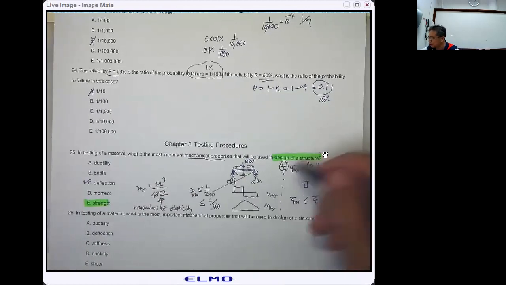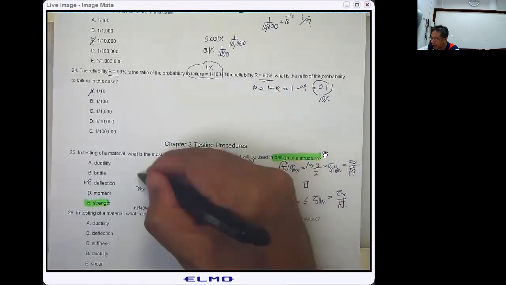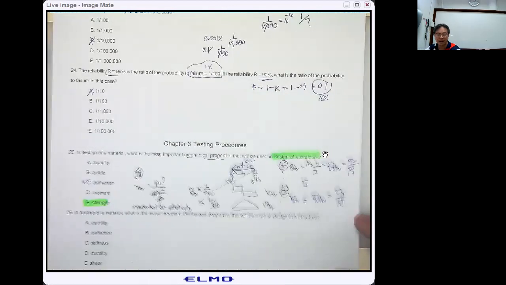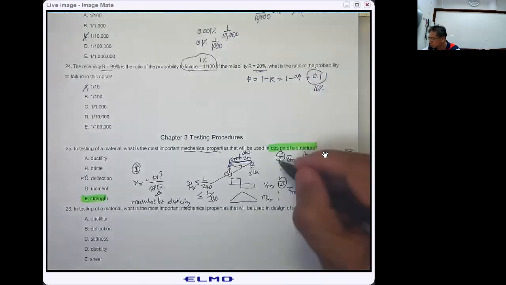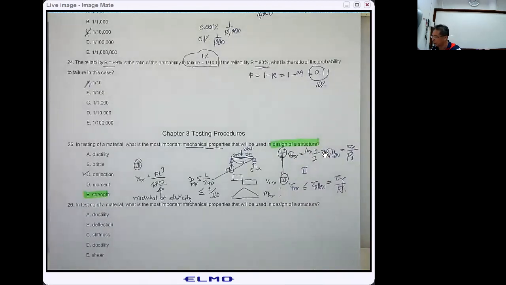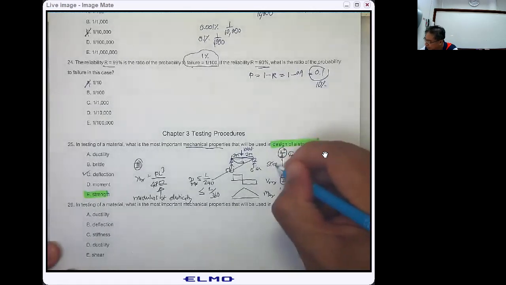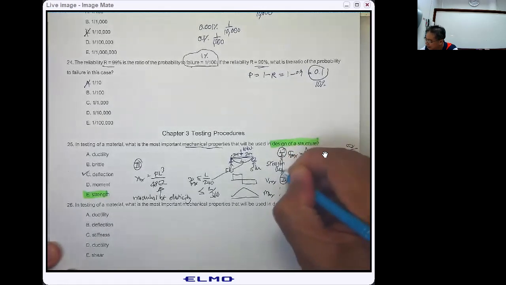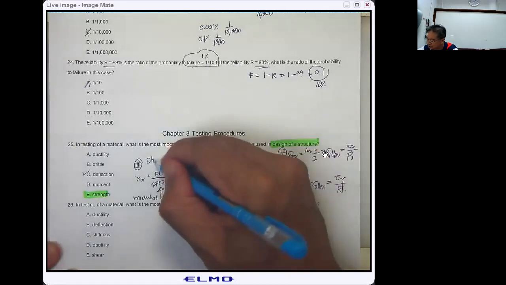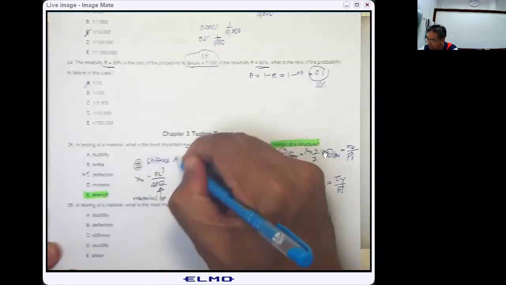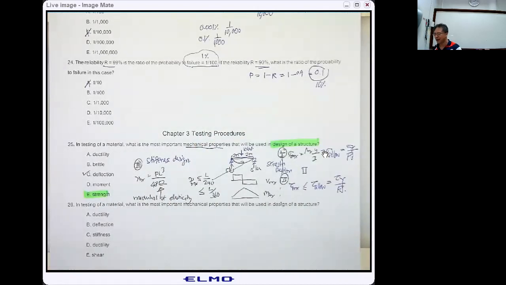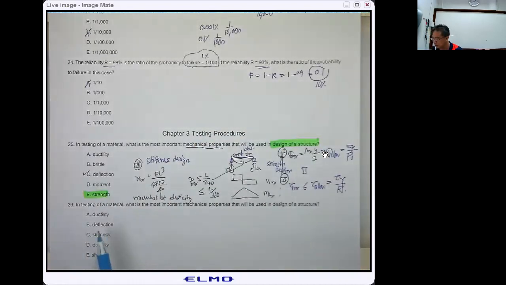That is the next step. We're going to check the first one, the second one, and the third one when we design the structure. These two are based on what is so-called the strength design. Okay, and this one is based on the stiffness design. Okay, and then come to problem 26. In testing of a material, what is the most important mechanical property that will be used in the design?